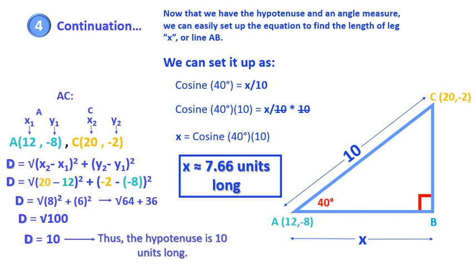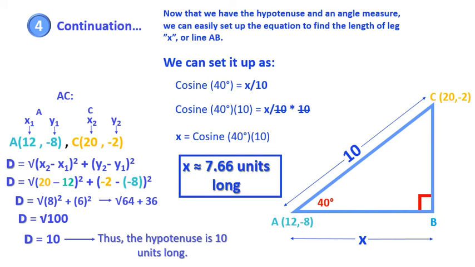First, we have to find the length of the hypotenuse to set up a trigonometric equation. To do so, we need to use the distance formula. Given the coordinates of points A and C, we'll set 12 as x1, negative 8 as y1, 20 as x2, and negative 2 as y2. When we plug them into the equation, we'll do the square root of 20 minus 12 squared plus negative 2 minus negative 8 squared, in which the negative 2 minus negative 8 translates to negative 2 plus 8. This becomes the square root of 8 squared plus 6 squared, which becomes the square root of 64 plus 36. This equals the square root of 100, which ultimately equals 10.